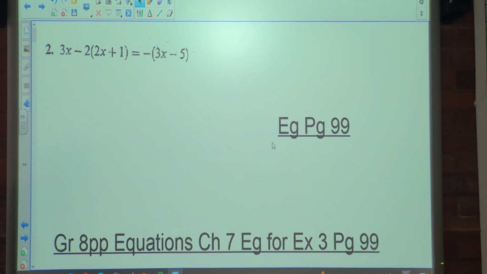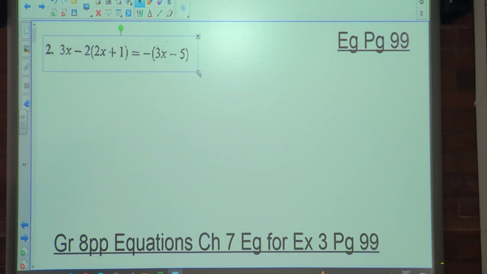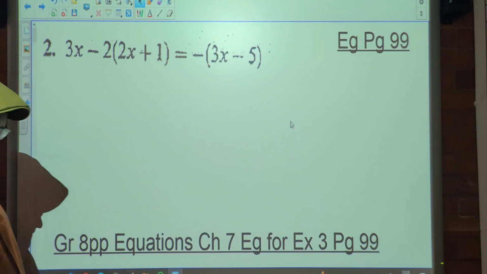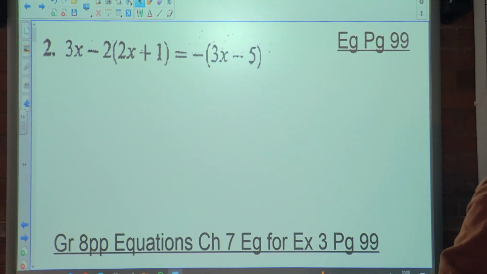Example 2, the same page. Write that down. You've got 3x minus 2 into 2x plus 1 minus negative open brackets 3x minus 5. Do the first two steps, which is getting rid of the brackets and getting the x's on the left hand side and the numbers on the right hand side.